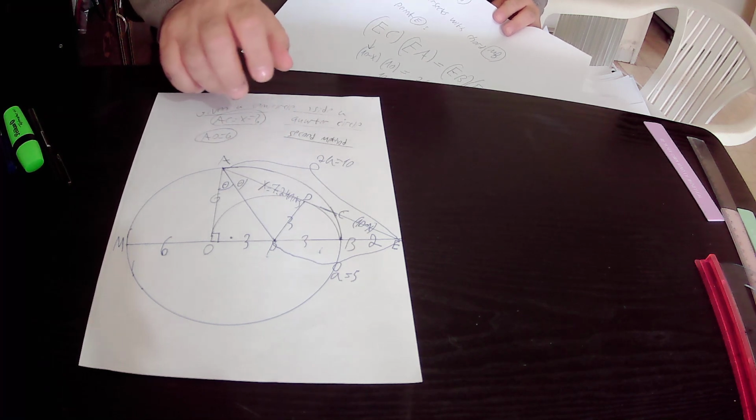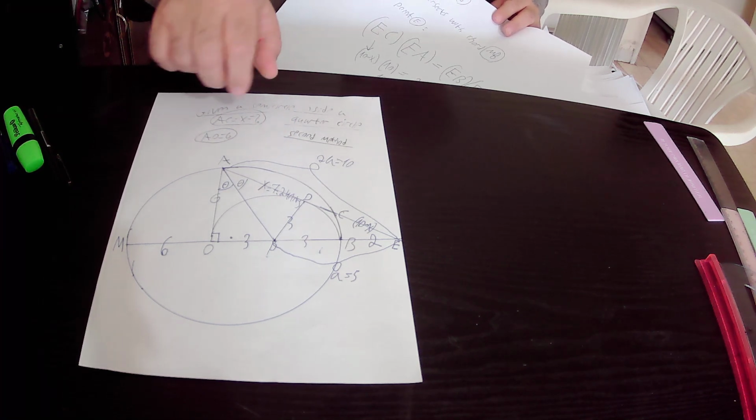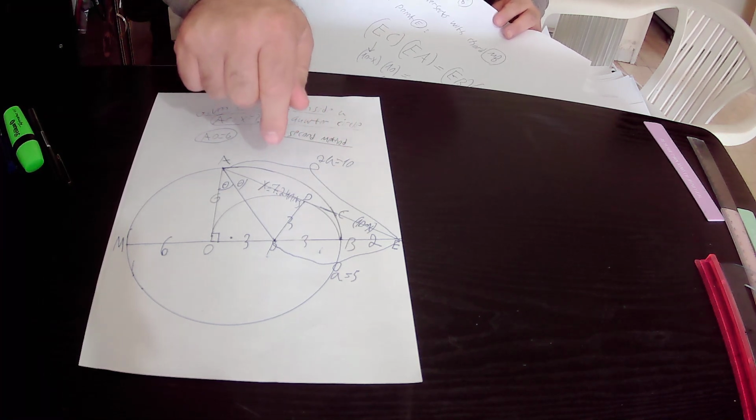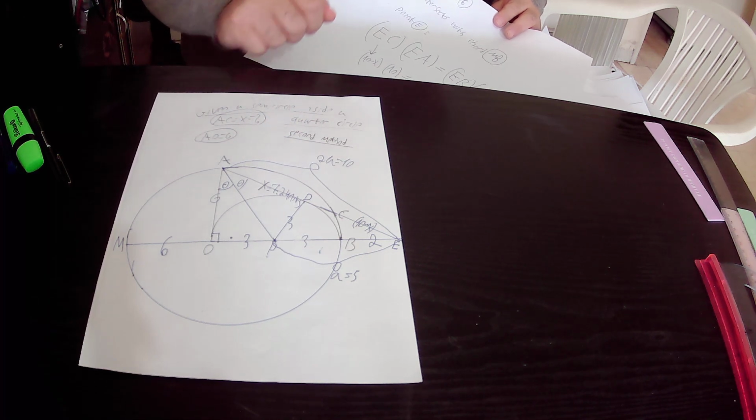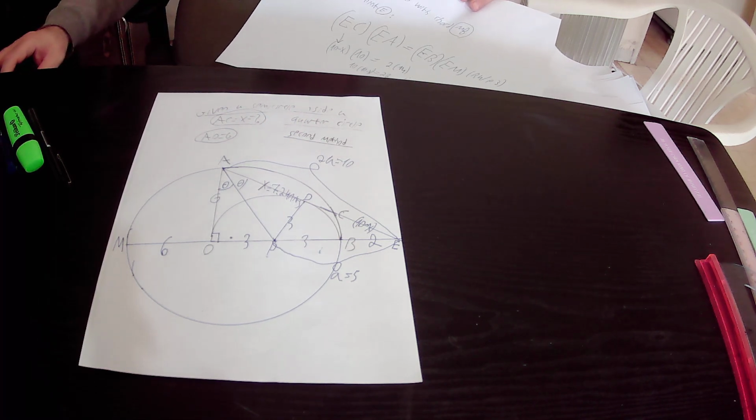So in both methods we found out that the length of line segment AC, which is equal to X, is equal to 7.2 units. Okay, thank you very much.